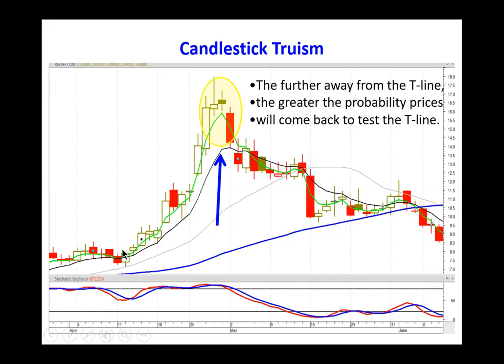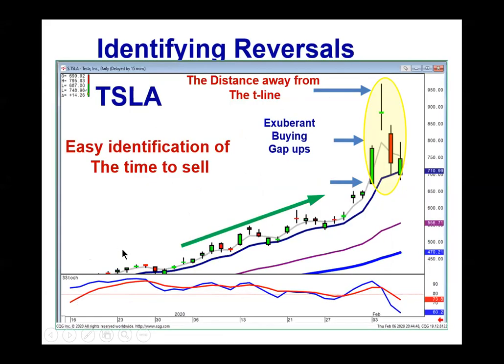So we'd be taking profits up in here because you're in the overbought condition, and then it started trading back below, traded lower. Remember our doji rule. It opens lower and started trading down. Where was it heading to? Back to the T line. So you saw that in Tesla not too long ago.